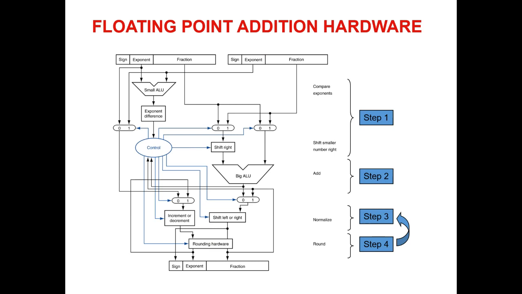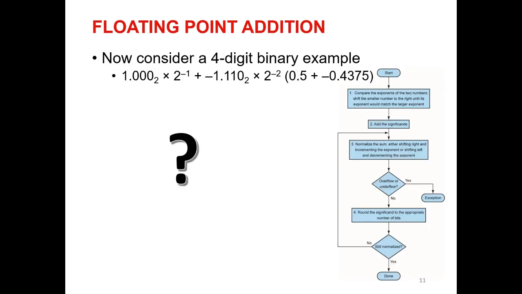Okay then. Now I have an exercise for you. We have done the previous example using a 4-digit decimal number. Now we are using 4-digit binary numbers. So we have 1.00 and minus 1.110. The equivalent values in decimal are those ones. You can use this in order to check the result.